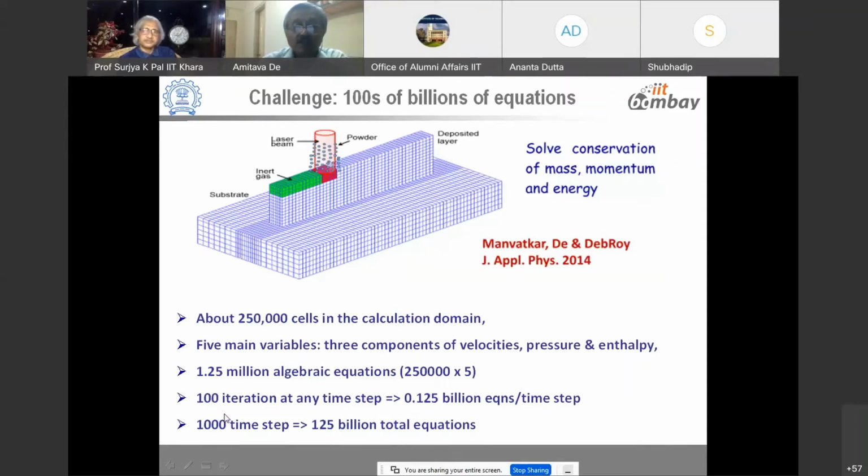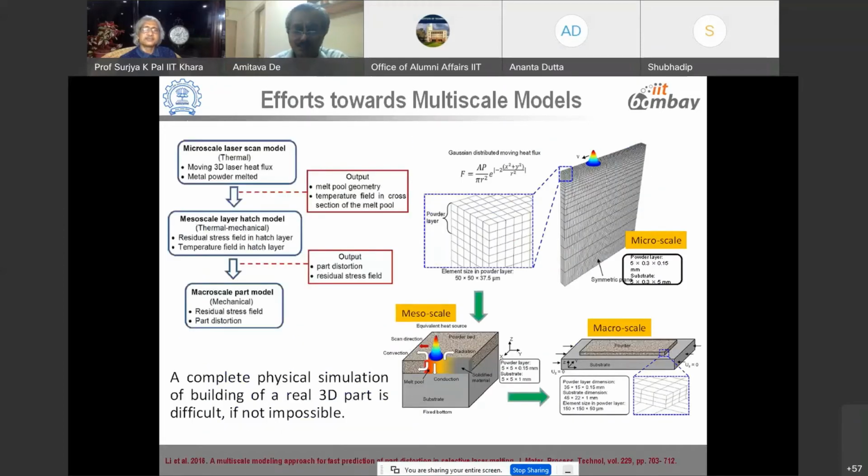And if we think of 1000 time steps, for example, to go through perhaps 5 or 6 layers, we are talking of solving so many equations. Of course, this is very challenging. This is extremely challenging, and it is computationally very demanding. So this is where the major challenge occurs.